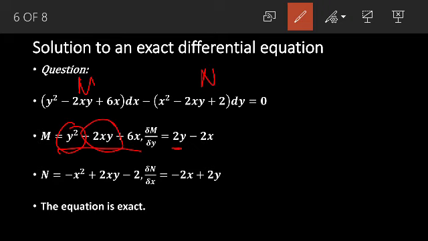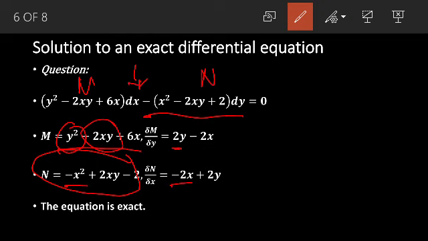Then you differentiate N with respect to x, so N is this value here, which is minus x squared plus 2xy minus 2. And that's coming from this. Because of this negative sign here, it affects all the signs in the bracket, so we get minus x squared plus 2xy minus 2. Now when we differentiate that with respect to x, okay, differentiate minus x squared, we get minus 2x. We differentiate 2xy with respect to x, you get 2y. This is a constant, so the derivative of a constant is 0. So you see that this and this are equal.